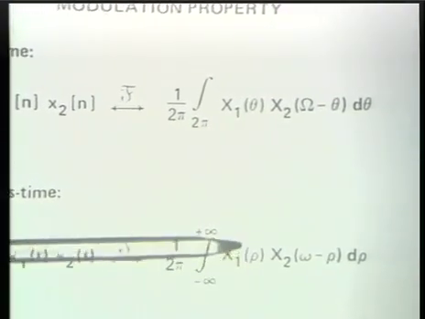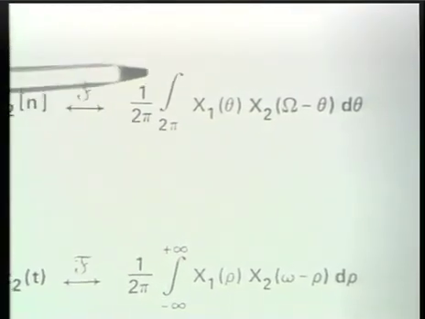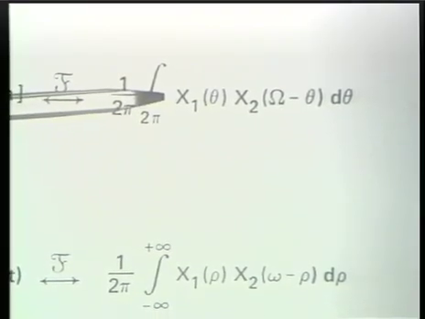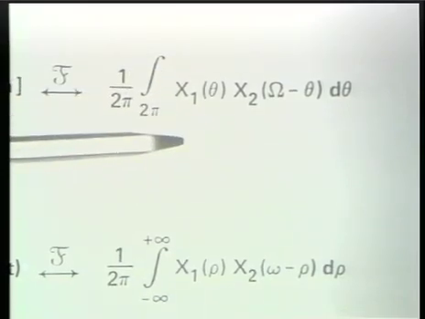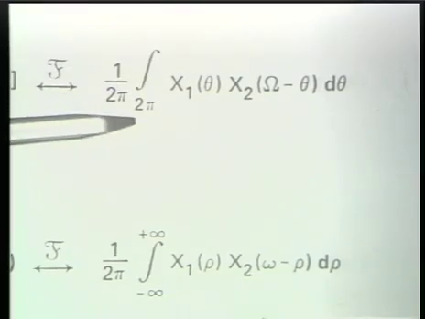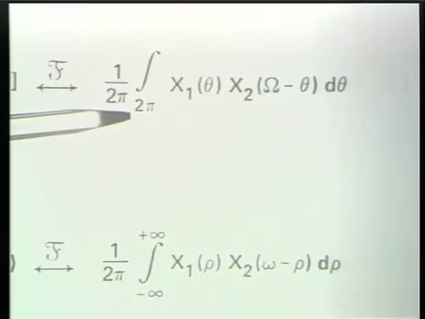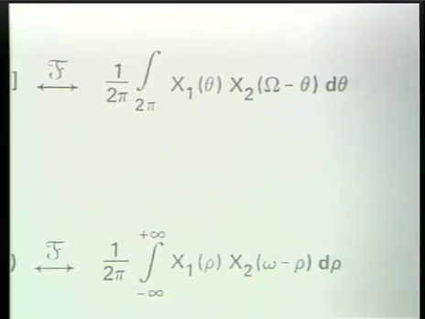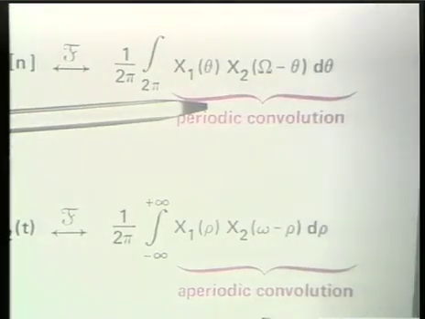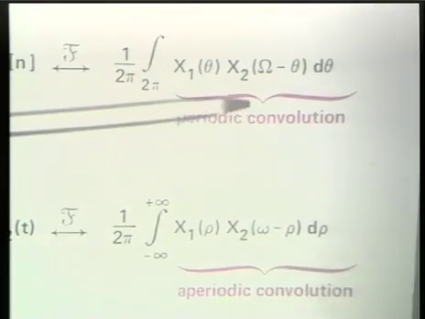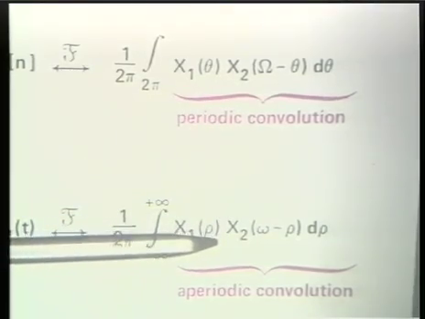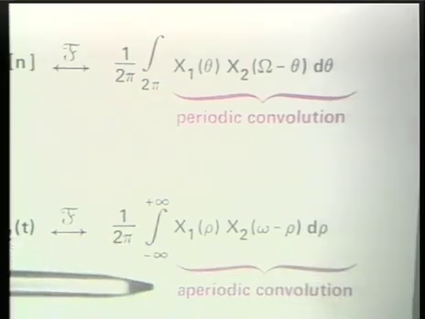And in discrete time, we have very much the same kind of relationship. The only real distinction between these is that in the discrete time case, in carrying out the convolution, it's an integration only over a 2 pi interval. And what that corresponds to is what's referred to as a periodic convolution, as opposed to the continuous time case, where what we have is a convolution that is an aperiodic convolution.